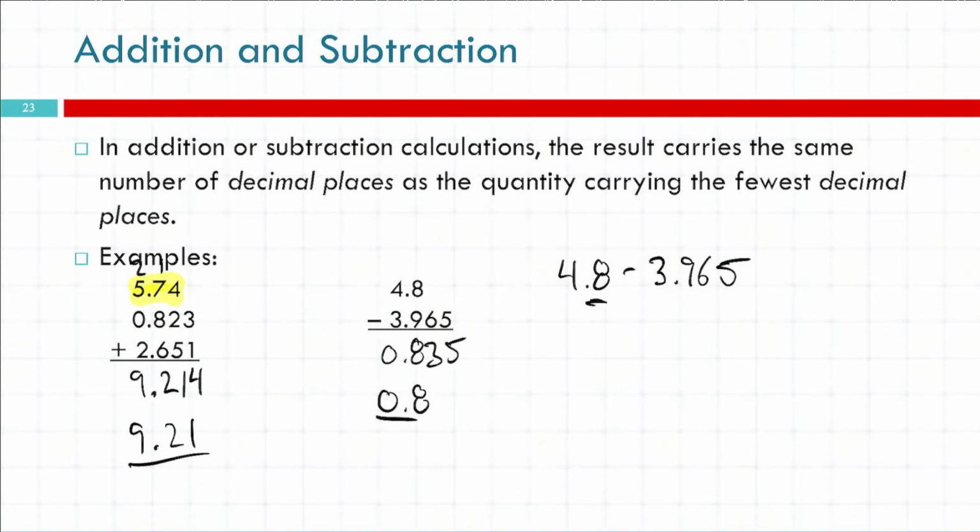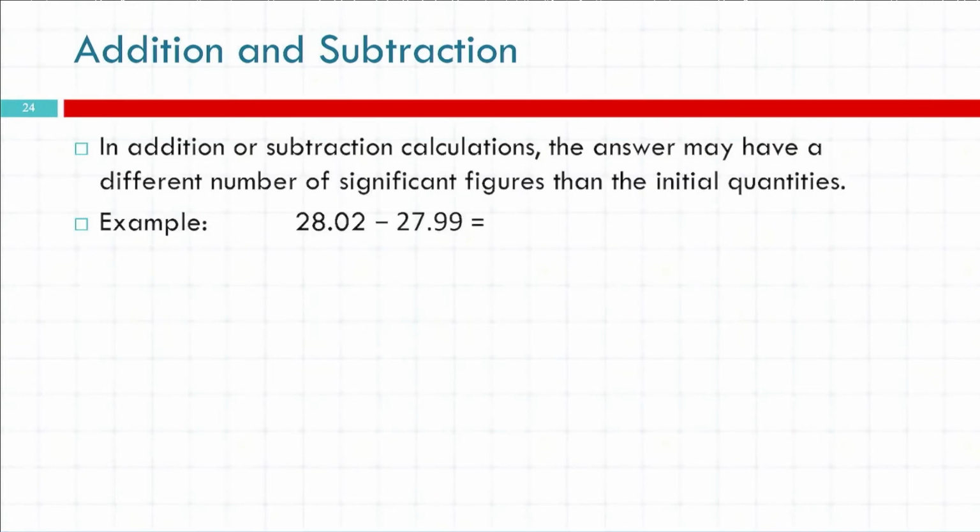So for multiplication and division, count the sig figs of all the numbers that you're multiplying or dividing together, and it's the smallest number of sig figs. For addition and subtraction, and again, we'll do more examples, it's the fewest number of decimal places. I guess it should be fewest number of significant decimal places.